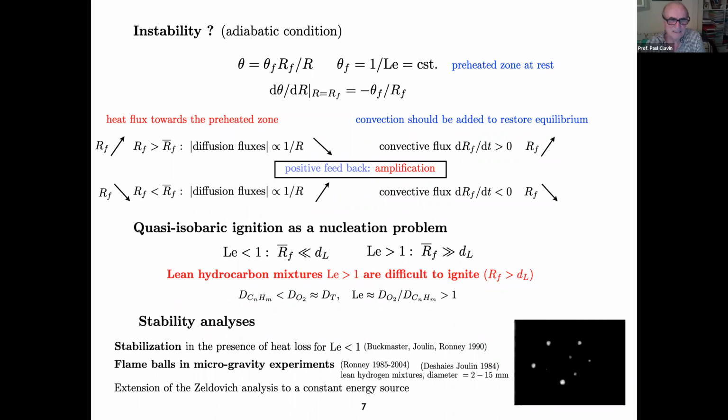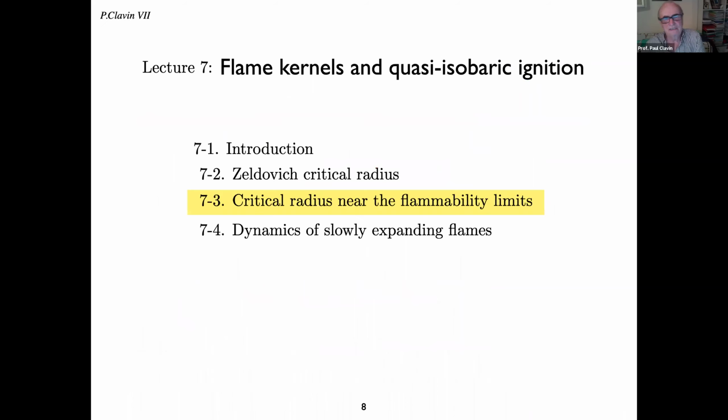It turns out that this analysis has also been extended for the initiation problem when you have a constant energy source, but I will not enter into this detail. What I would like just now to present to you is what happens near the flammability limit, because up to now, I have discussed the case of the Zeldovich solution, spherical steady state, with one step governed by an Arrhenius law.